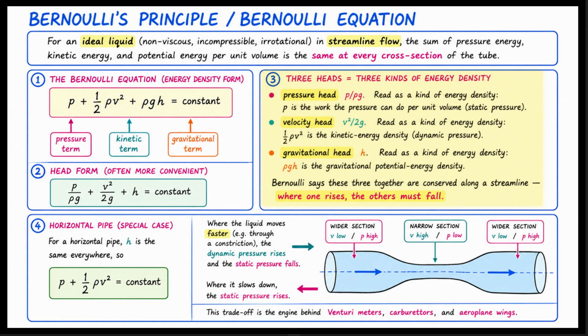For the special case of a horizontal pipe where height is constant, the equation simplifies to P plus half rho v squared equals a constant. This means that where the fluid velocity increases, the dynamic pressure rises and the static pressure falls. Conversely, where the fluid slows down, the static pressure rises. This fundamental pressure trade-off is the engine behind Venturimeters, carburetors, and aeroplane wings.